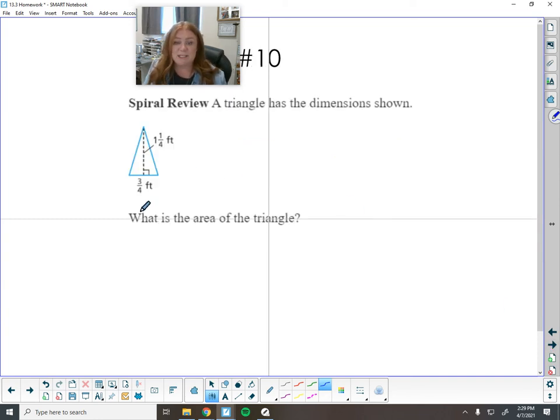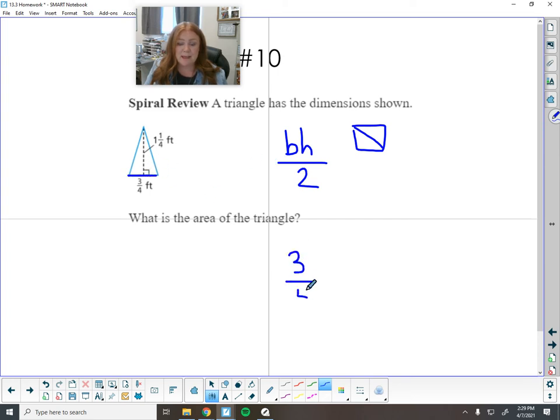Number 10 wants to know the area of this triangle. So the formula for area of a triangle is base times height, but remember that gives us a rectangle. So we want to cut it in half to find a triangle. So the base is 3/4 and the height is 1 1/4. We need to make this improper. So 4 times 1 is 4 plus 1 is 5/4.